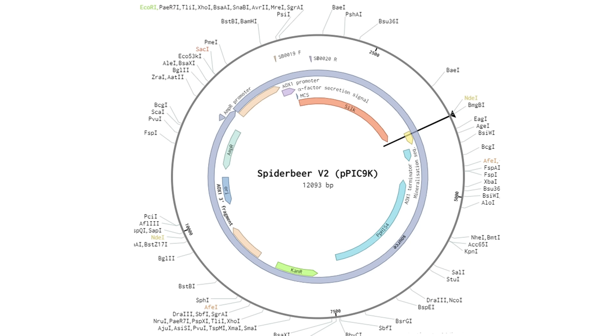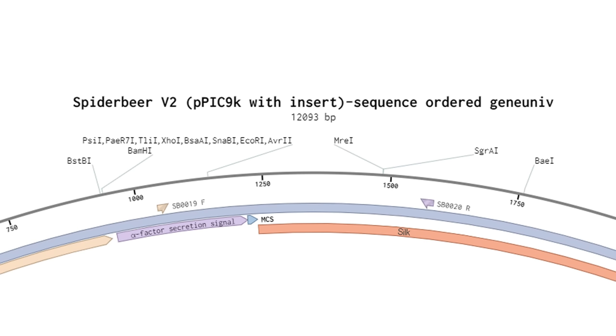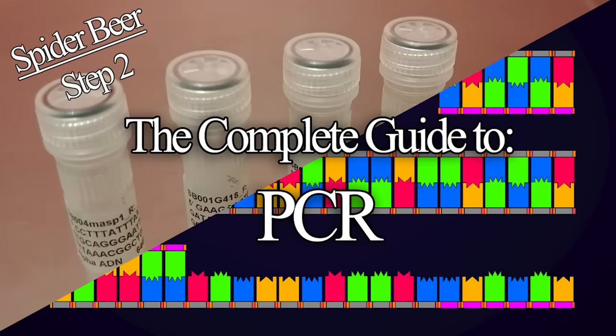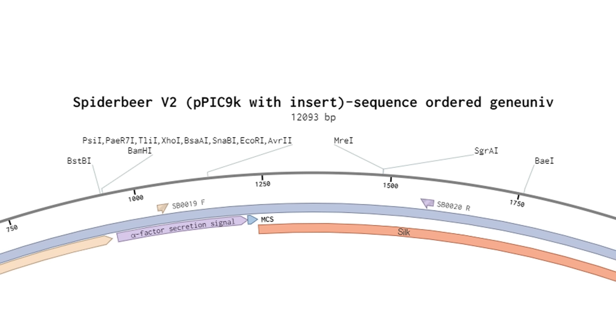Then, to definitively prove that the yeast actually carried the silk gene, I designed a set of PCR primers. We've talked about PCR many times on this channel, so if you want to learn how it works, there's some links to earlier videos below. I designed primers that stick to part of the backbone and then partway through the silk gene. So if I get a product of the right size, I know the silk gene must be present.